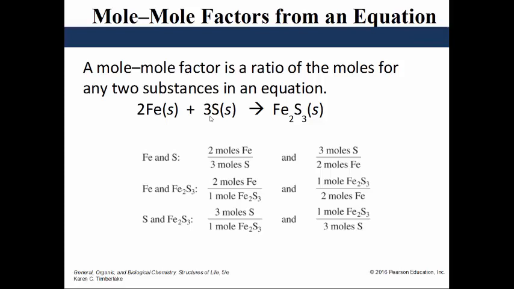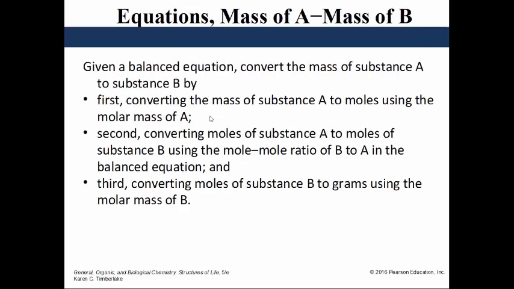Now, being able to do this is critically important when you're asked to calculate the number of moles in a reaction, or calculate the amount of mass for a product or a reactant. And here's how you would go through that. So if you're given a balanced equation, if you need to convert the mass of substance A to substance B, what you do is convert the mass that you're given for substance A to moles by using the molar mass of A. You convert that to a mole for B by using the mole-mole ratio. Once you get that, you convert the amount of moles for substance B into grams for substance B. And we'll go over an example of how that kind of question would look and how you would solve it.